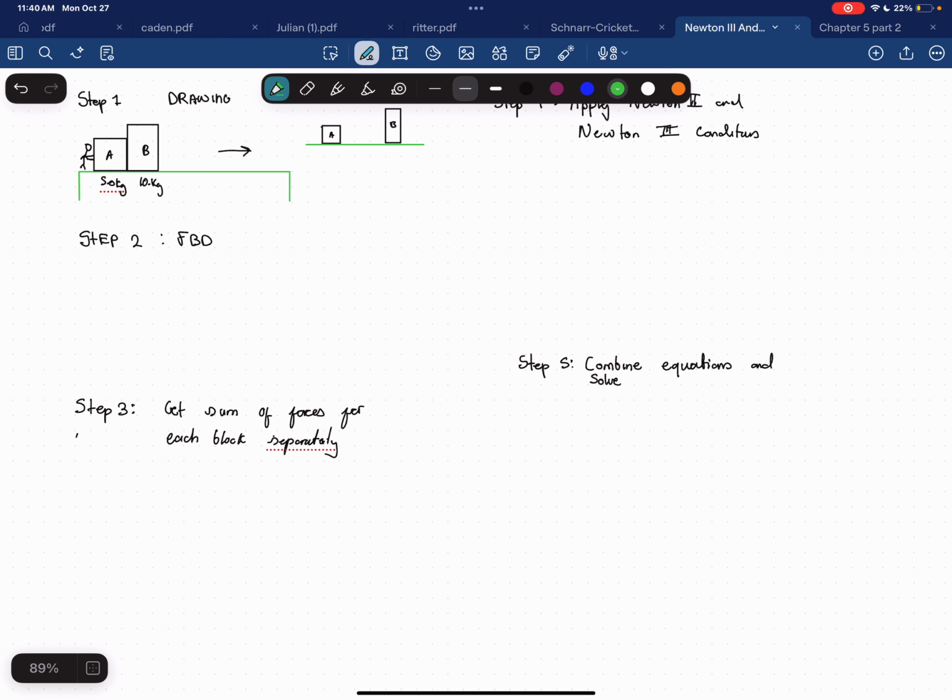So let me see if I can change the color. What's a good color to have? Okay.